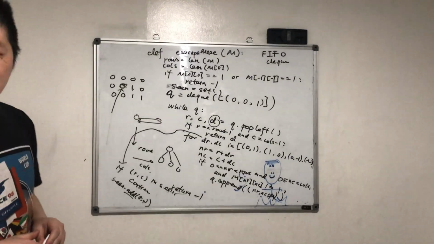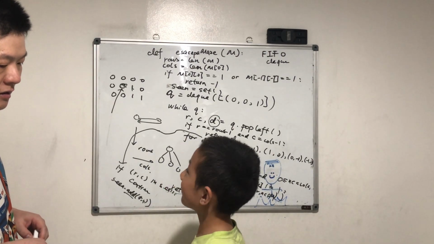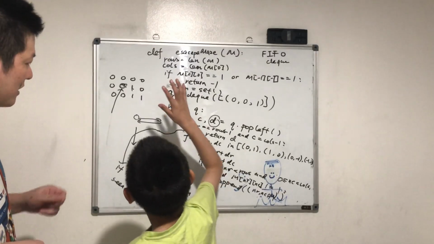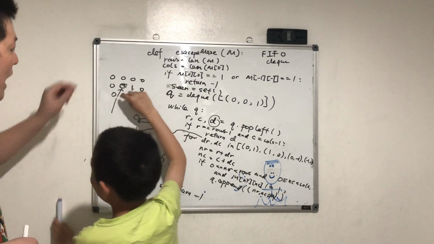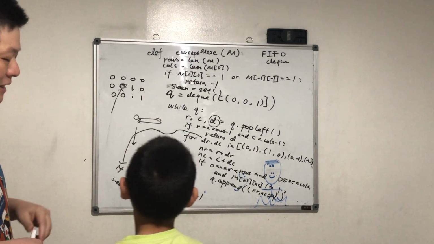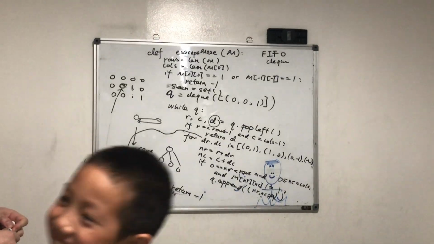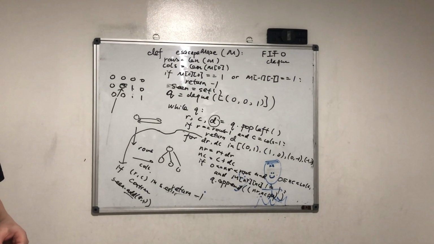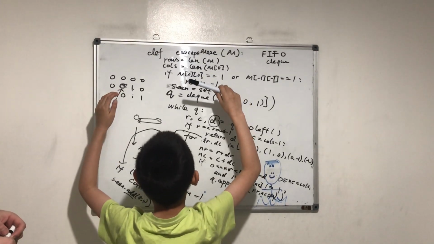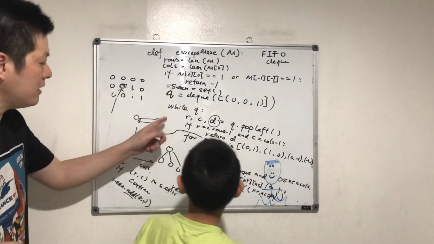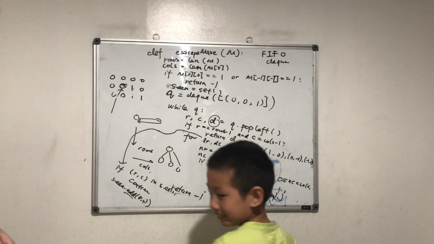What's the time complexity? N. What's N? The number of nodes in the matrix. No, the number of pixels in the maze. Okay, what's the space complexity? N. Why? Not the Q. Q and set. Q and set. Am I right? Yeah.